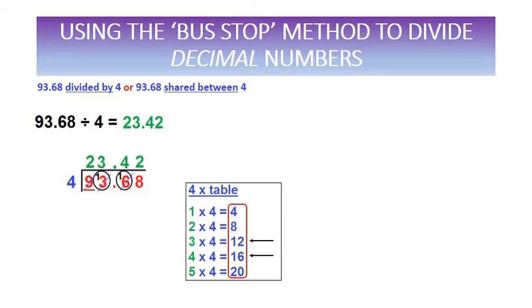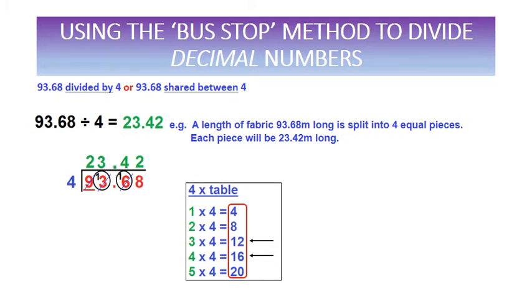So there's our answer. So we might have another real life scenario. This time perhaps there's a length of fabric 93.68 metres long, needs to be split up or divided up into 4 equal pieces. Each piece would be 23.42 metres long, nothing left over.